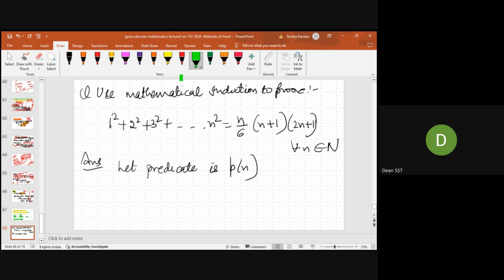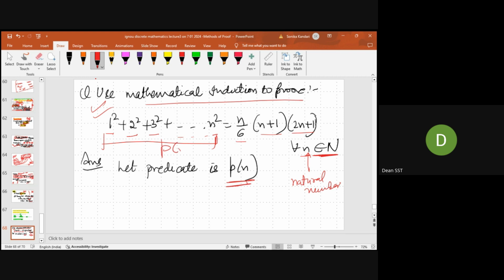Let us see the example. Use mathematical induction to prove 1 square plus 2 square plus 3 square up to n square is equal to n by 6 into n plus 1 multiplied by 2n plus 1 for all n, that is, for all natural numbers. Let us take the predicate as Pn. In general form, we can represent this as Pn. n is a variable, n can vary. We have to prove this through mathematical induction.